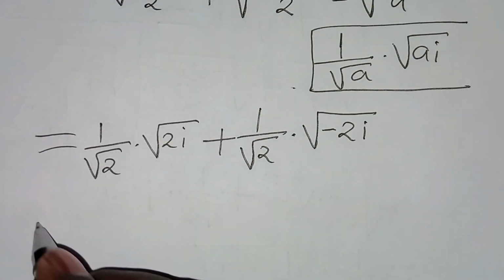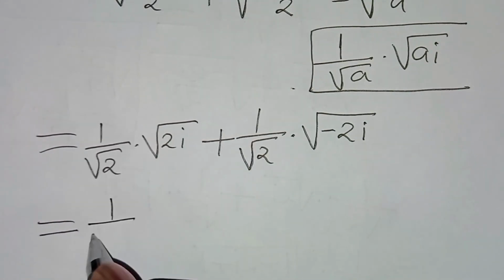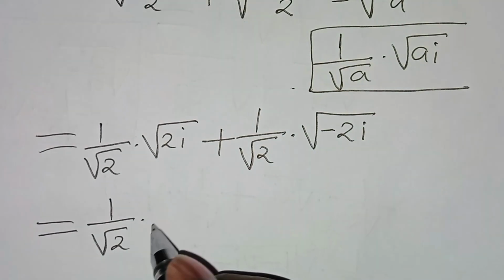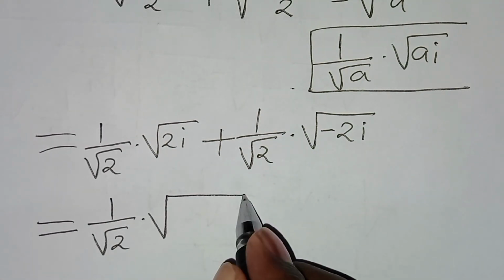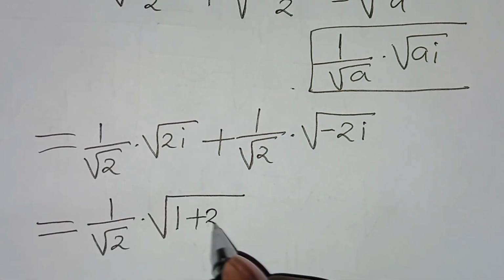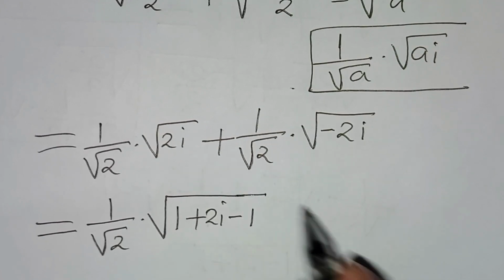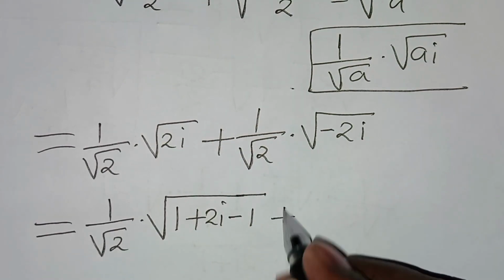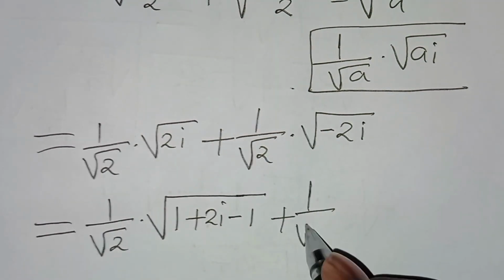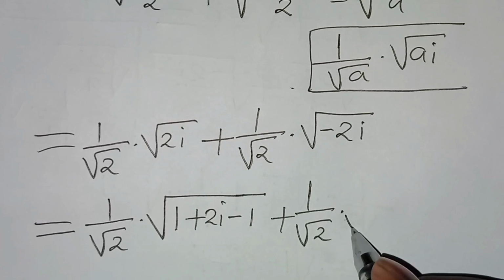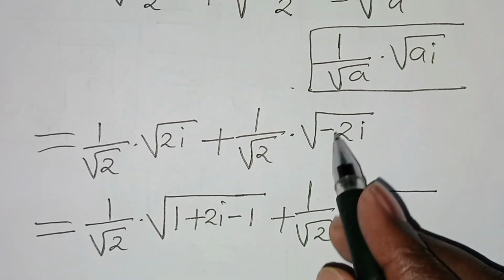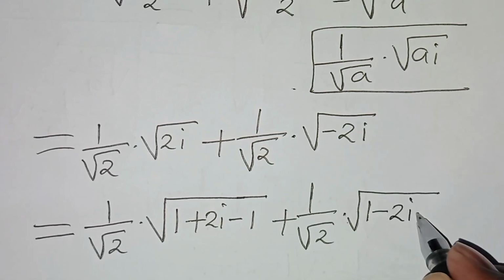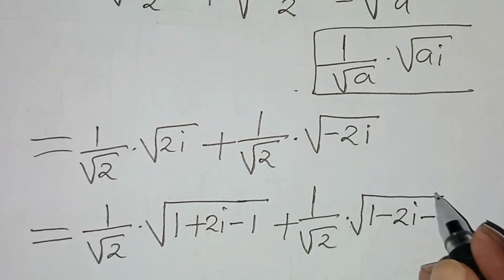The next step here, we'll have 1 over square root of 2 multiplied by, now square root of 2i can be expressed as 1 plus 2i minus 1. 1 minus 1 is the same thing as 2i. So then plus 1 over square root of 2 multiplied by, now we can express minus 2i as 1 minus 2i subtract 1.